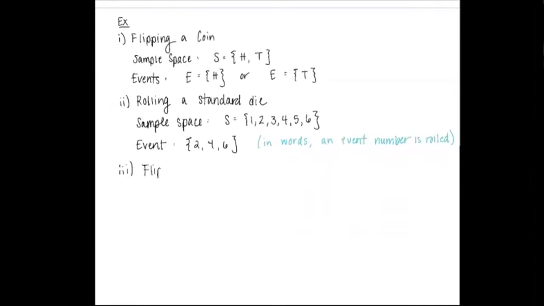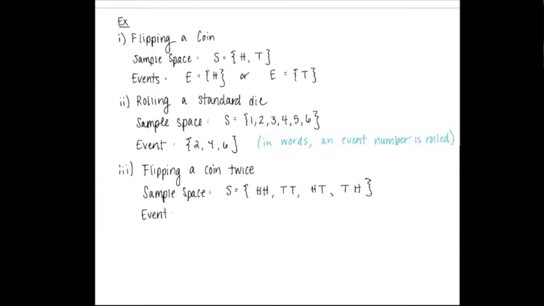Let's try one more. Flipping a coin twice. And let's figure out our sample space. What's one possibility when you flip a coin twice? Double heads or double tails, or heads and tails. Yeah, so you get a heads on the first roll, tails on the second roll, or tails first, and then heads. But those are the only possibilities we have.